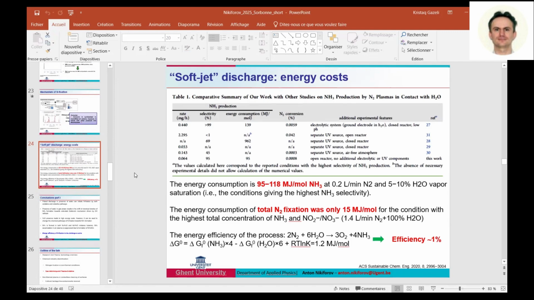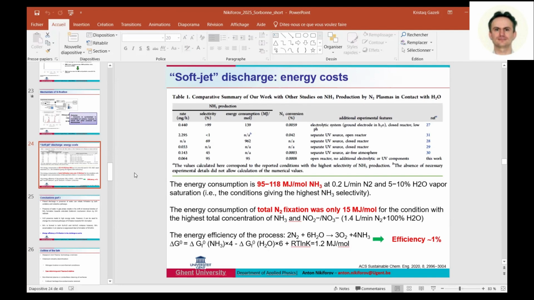And Haber-Bosch is 0.5 megajoule per mole. So we are indeed very far from that metric. There is one possibility how this kind of plasma process can be, I would say, sold to industry.